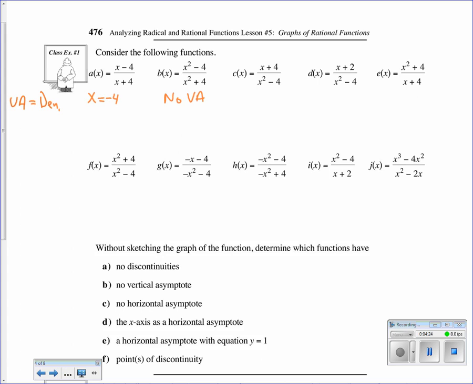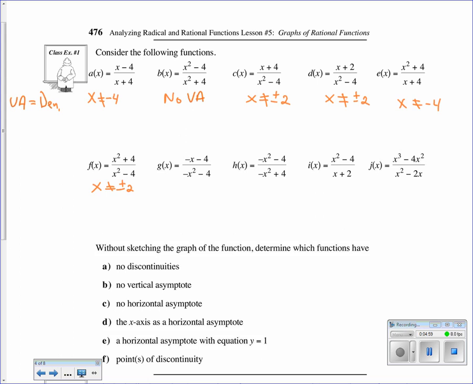X squared minus 4 is going to give me a problem when x equals plus or minus 2. That happens here as well. X equals plus or minus 2 is a problem. It actually can't happen. So maybe it's better to say x can't be equal to. Here, x cannot be equal to negative 4. Continuing on, x cannot be equal to plus or minus 2.